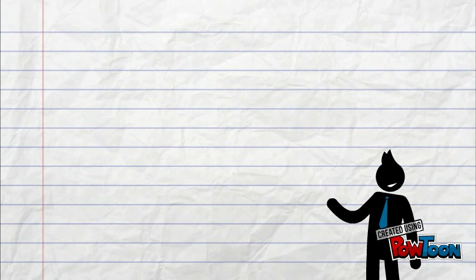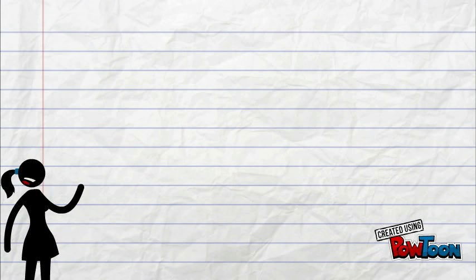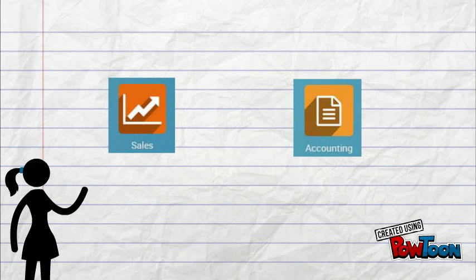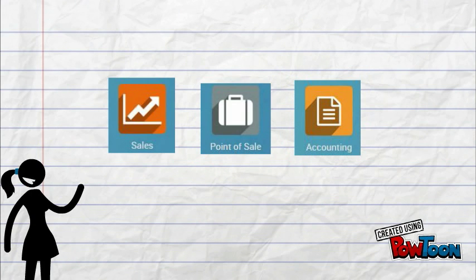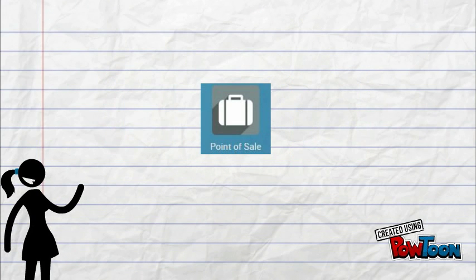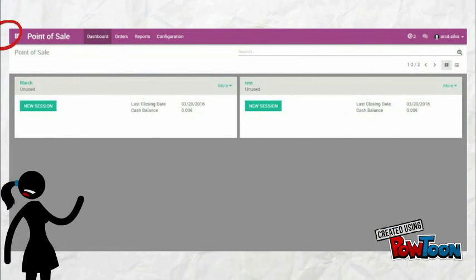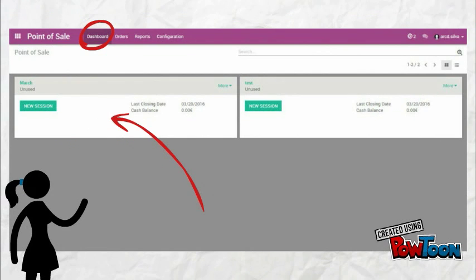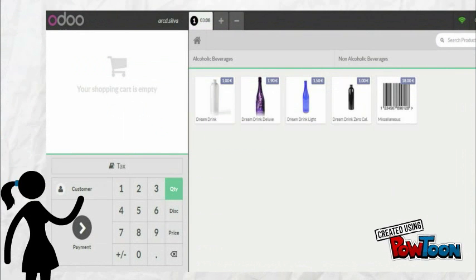But what about the financial part? We have 3 apps related to that topic: Sales, Accounting, and Point of Sale. Let's start with the Point of Sales app that sells directly to the clients, either individuals or companies. First, we have to create a new session in the dashboard. Next, we will be redirected to a virtual cash register.